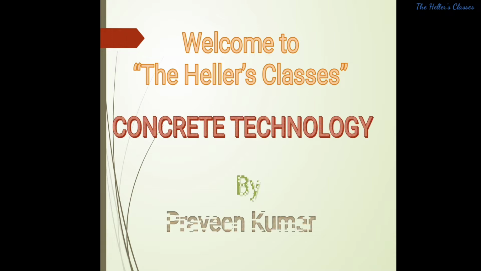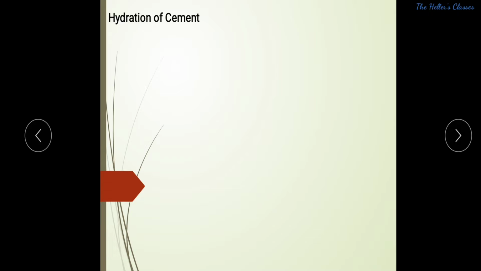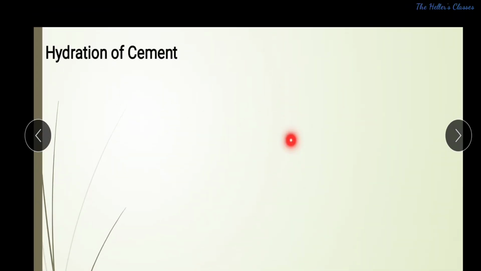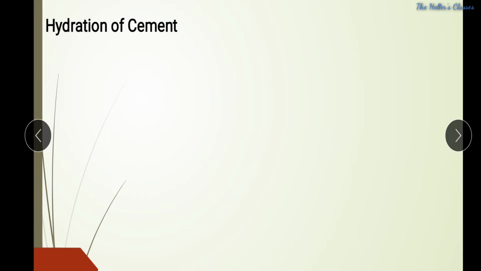This is Praveen Kumar. In the previous video I discussed what is meant by cement, the different manufacturing methods, what different bulk compounds are formed while manufacturing the cement, and what the properties of those four bulk compounds are. The last part, the hydration and how the CSH gel is formed, will be continued in this video. So, hydration of cement.